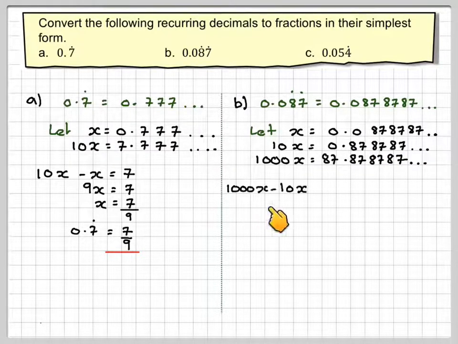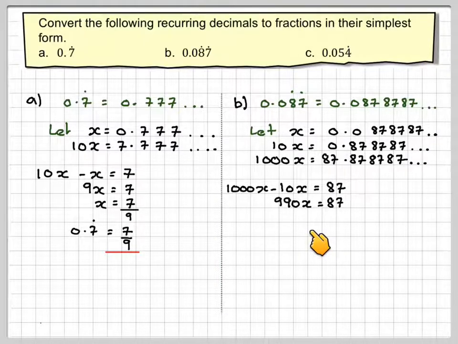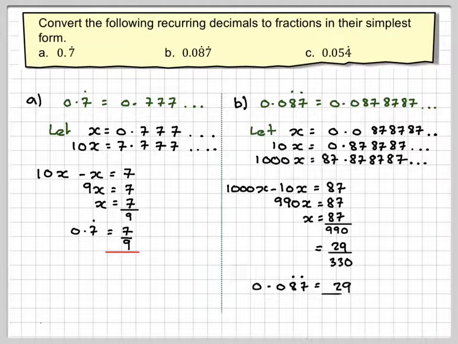So all these 87s will line up. And therefore, if we did 1000x minus 10x, we're going to get 87 minus 0, which is 87, and then all the other 87s will disappear. And therefore, we've got 990x is equal to 87. x will be equal to 87 over 990. And because we know that these are both divisible by 3, we get 29 over 330. And therefore, our recurring decimal 0.087 recurring will be equal to 29 over 330.